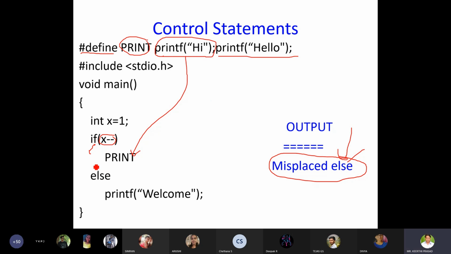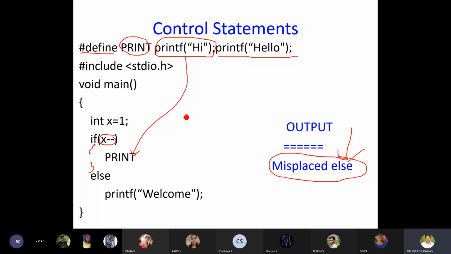So if you had written a flower bracket, what is the meaning of writing a flower bracket? Within an if block, you can place any number of statements. All those statements will be part of the if block only if they are within the flower bracket. Otherwise, if is applicable to only one statement. Understood?